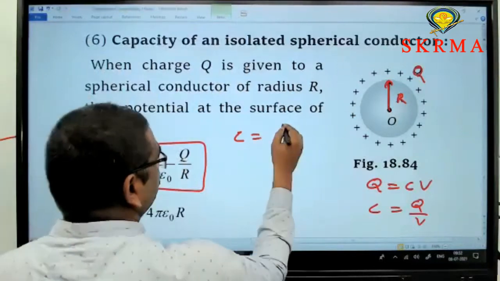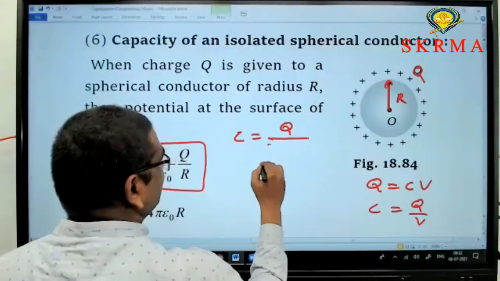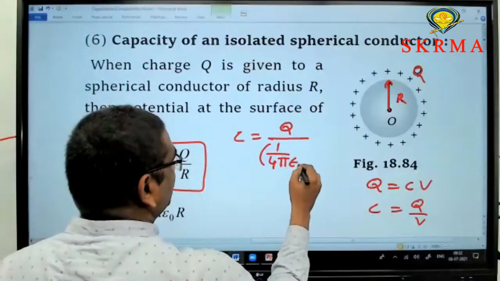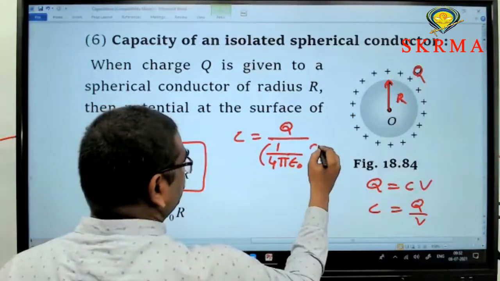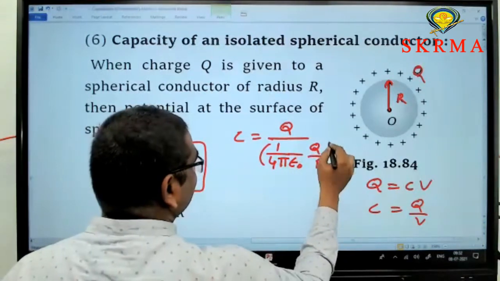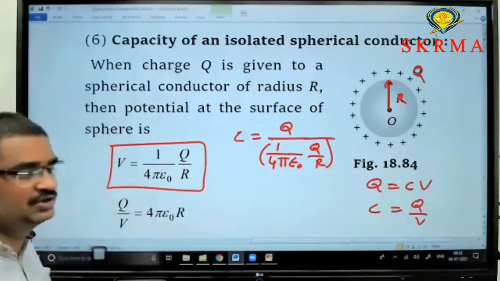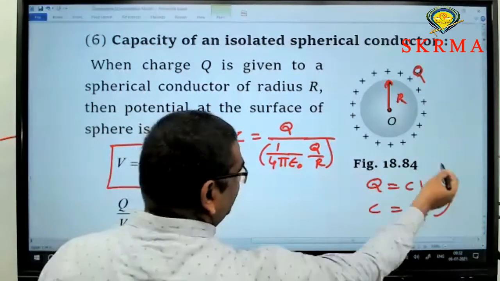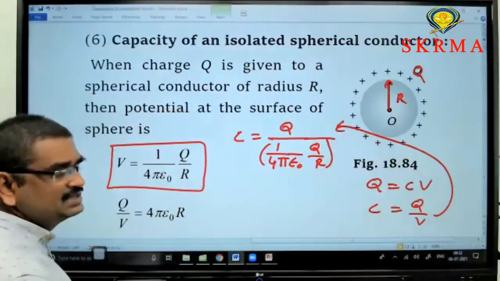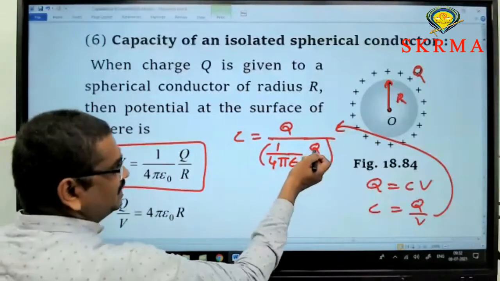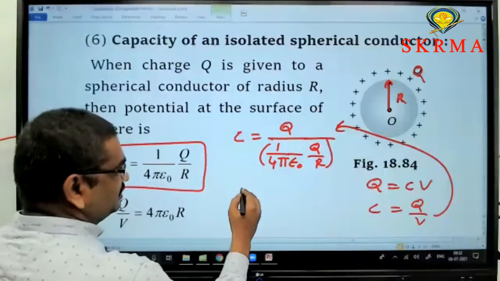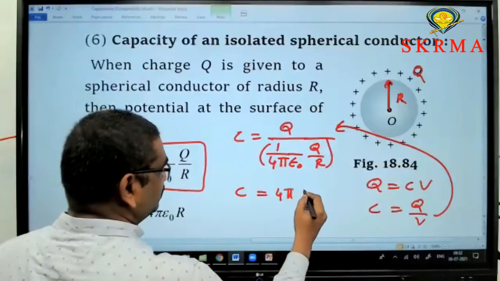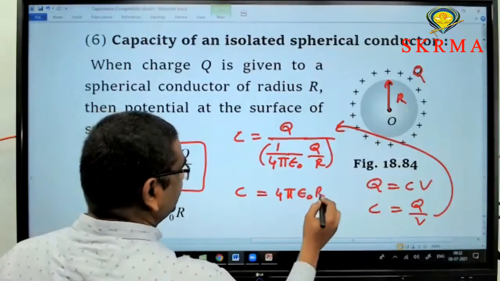C equal to Q by, what is the value of potential? 1 by 4 pi epsilon naught into Q by R. I just substituted the value of V there, then you will get this equation. Then cancel similar terms, Q gets cancelled out. Then you will get C as 4 pi epsilon naught into R.